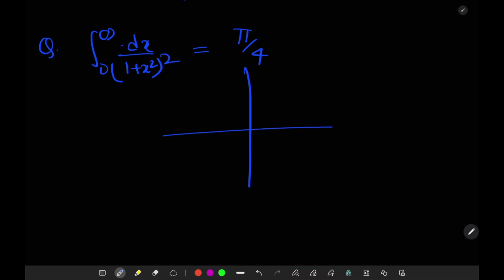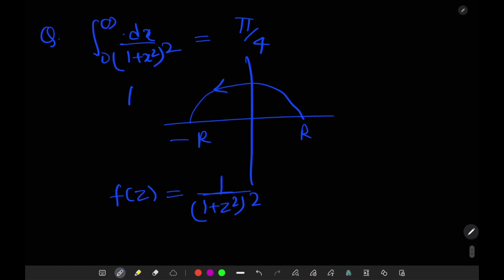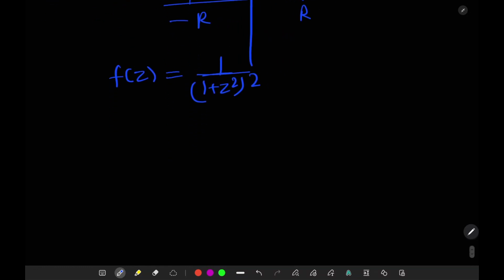Now let's do another question. In this question we need to prove that the integral of dx divided by (1 plus x square) whole square equals pi by 4, and this is given as. Now first of all, f(z) equals 1 by (1 plus z square) whole square. We need to put in the given value x equals to z, so f(z) becomes this. Here the pole becomes this, of order 2.